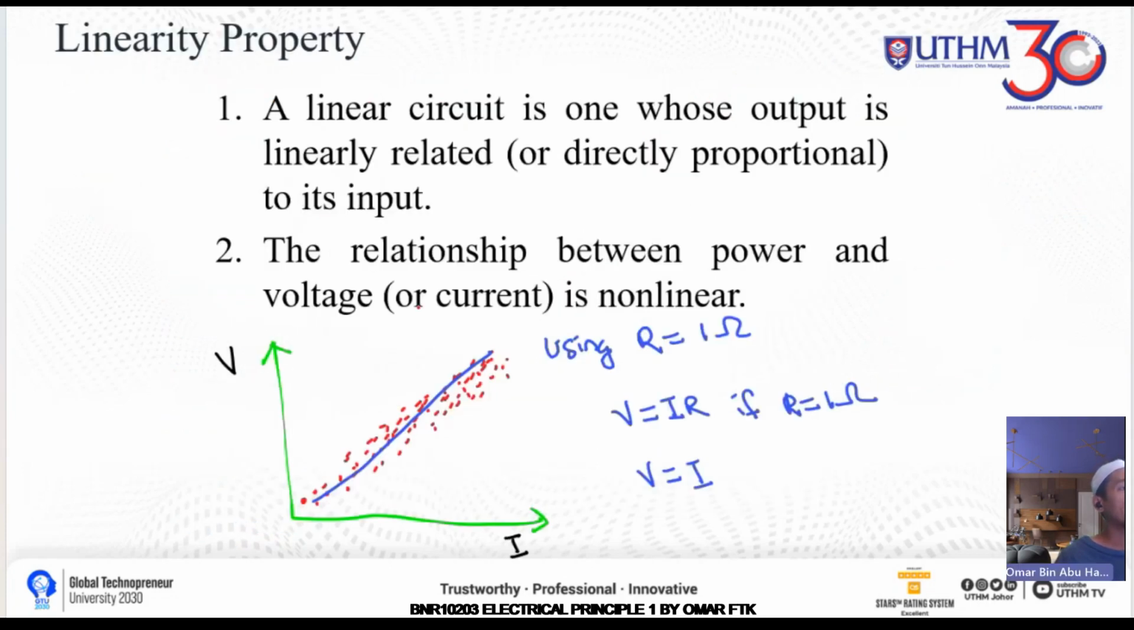Okay. So a linear circuit is one whose output is linearly related or directly proportional to its input. This is like I mentioned last time in the earlier part of this slide. So the relationship between power and voltage or current is nonlinear. So power is not linear. It's non-linear.